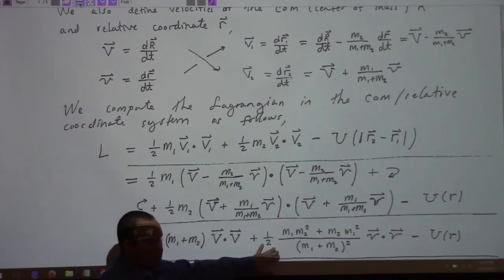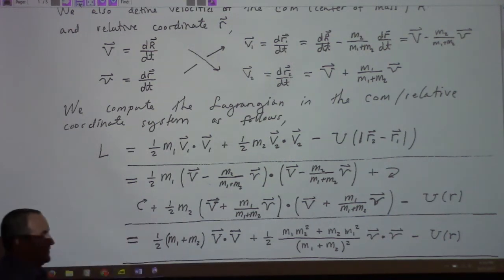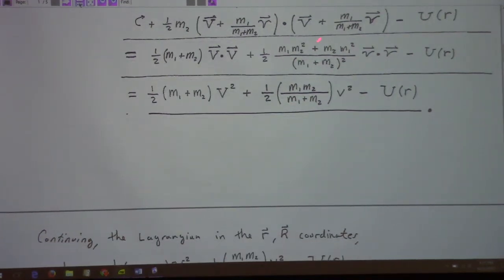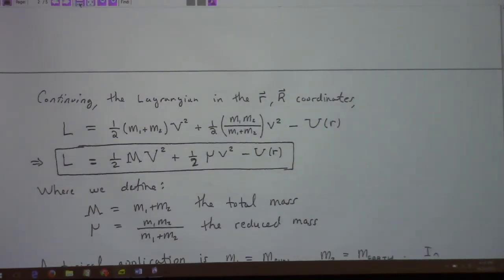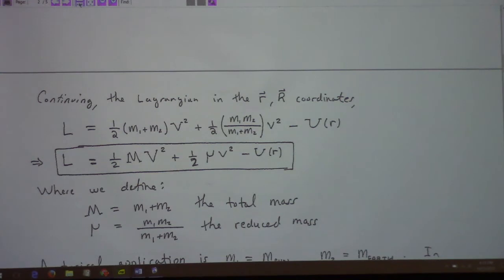This guy right here is what we call the reduced mass. In this problem, people usually use mu for this, the so-called reduced mass. So if you introduce those symbols, which I will, that's an algebra step, right? Kind of nice, that's better. So here it is, the Lagrangian in the center of mass and relative coordinates: 1/2 total mass times the center of mass velocity squared, plus 1/2 reduced mass times the relative velocity squared, minus the potential energy, where I've defined these expressions.